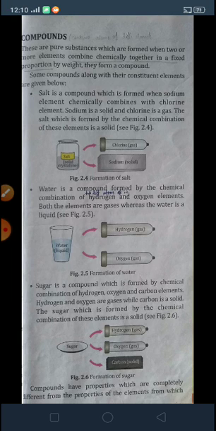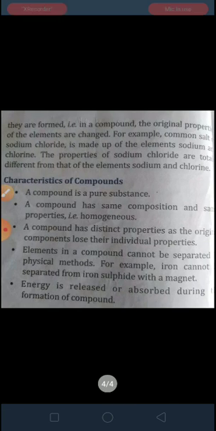From this data, what we get is that the properties of compounds are completely different from the properties of elements. In water, the elements hydrogen and oxygen are in the gaseous form, but water is in liquid form. The property is different. So in a compound, the original properties of the elements are changed.